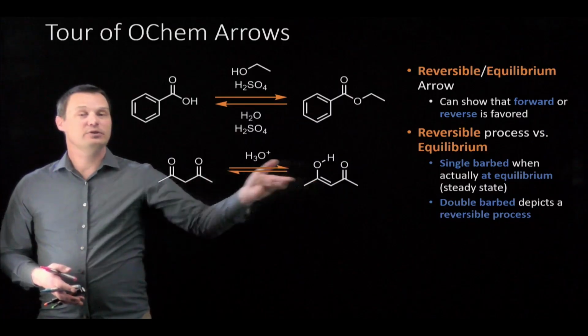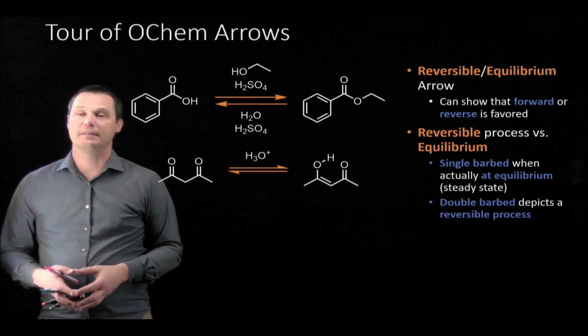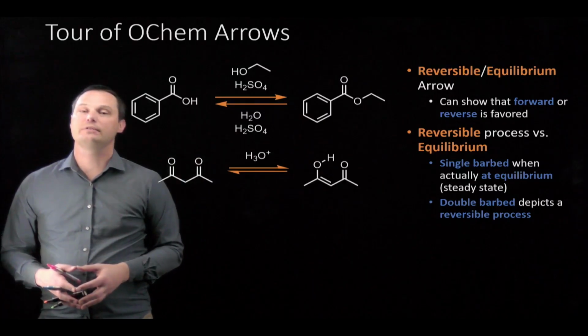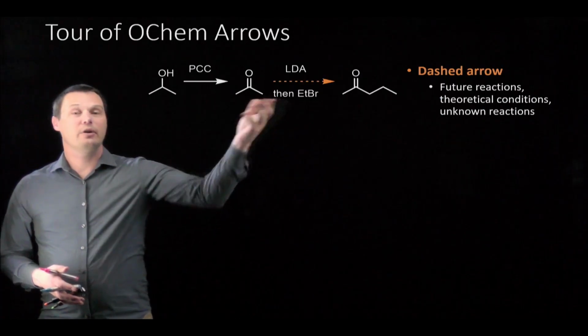At equilibrium, these two species are interchanging back and forth equally at the same rate. It's a subtle difference and one that might not be emphasized all the time, but it is a true difference in the arrow usage. We can also take that reaction arrow and make it a dashed arrow.